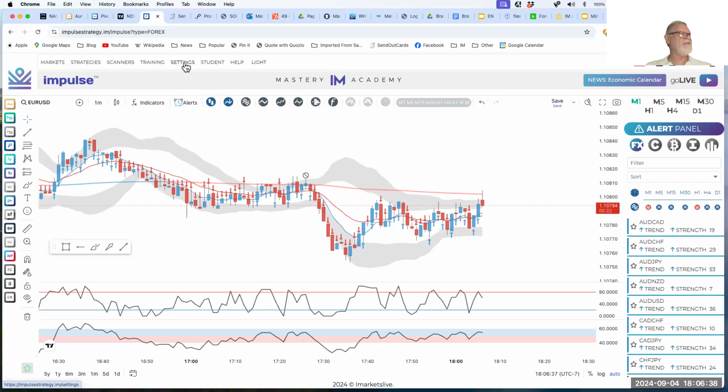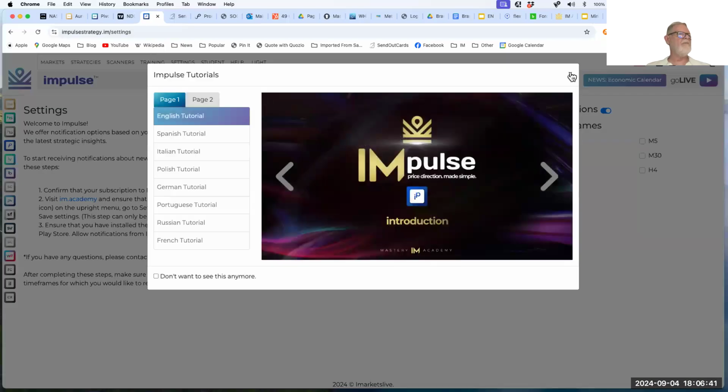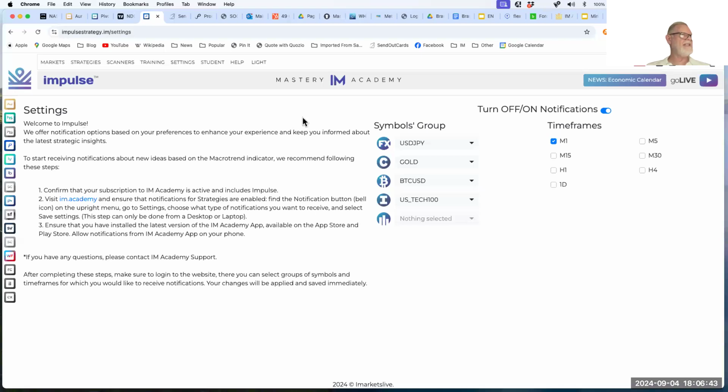If you go under settings, you will have your settings and you can set alerts here. I'm a scalper, so I have my alert set on the 1 minute. You can check any of these boxes that you want to have alerts on. You can select them all or one at a time, and they will show up on your alerts in your back office. You have to go into im.academy, log in, and go to your notifications. Turn your notifications on there.